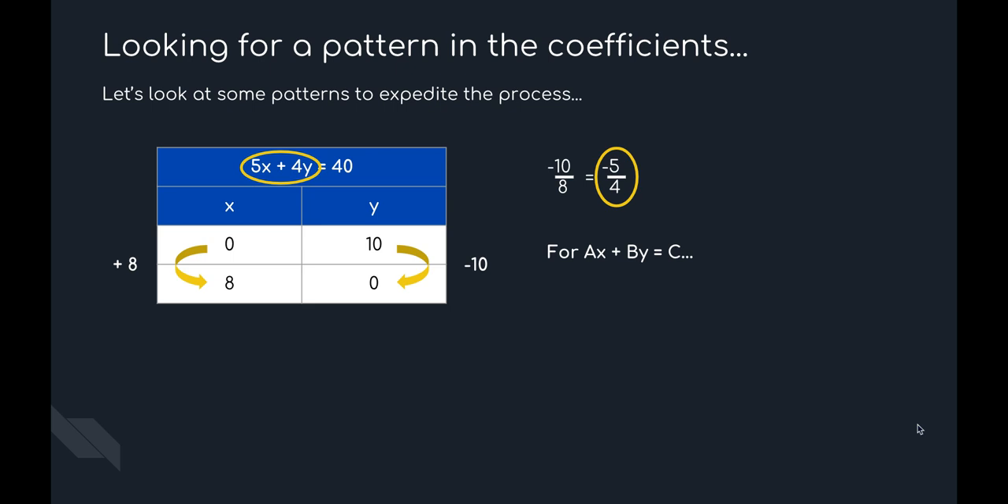So there's a couple generalizations we can make. For any standard form equation, ax plus by equals c, the slope is just negative a over b. And the y-intercept is just going to be c, the constant, divided by the coefficient b for y.